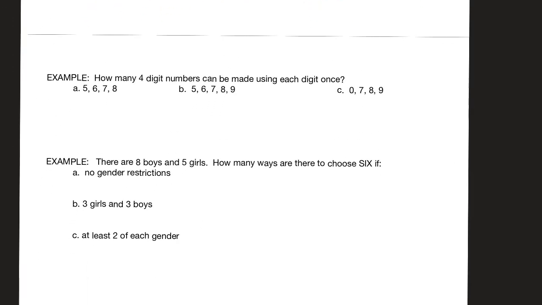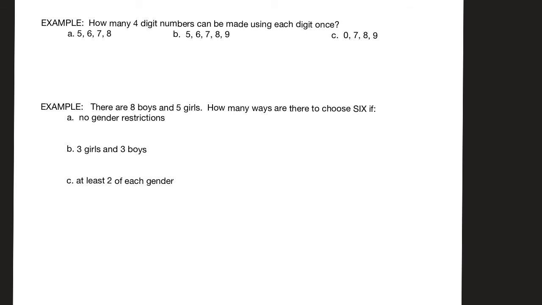Let's scoot this up. So I only have a couple more examples. Let's take a look at this one. We are trying to make 4-digit numbers. 1, 2, 3, 4 can be made using each digit once. If I'm only allowed to use each digit once, and I've got 4 of them here, then I would have 3 available, and then 2 available, and then 1 available, which multiplies to be 24.